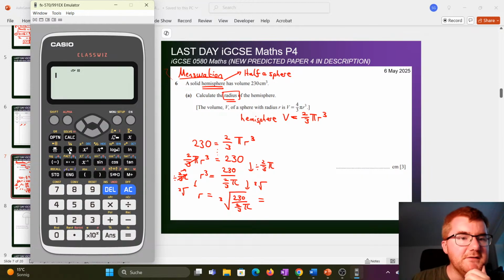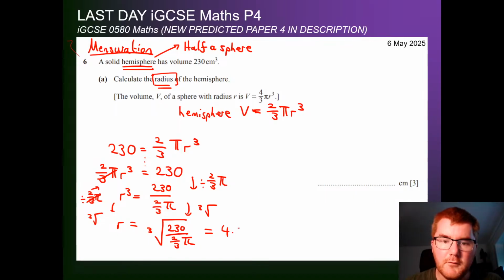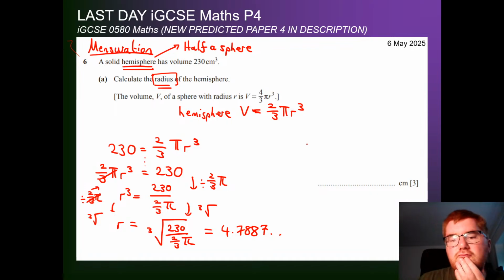We want the cube root button, so shift and here. Then we want a fraction, so I've used the fraction button, then 230, and then down below I want 2/3 pi, so we go 2/3. Notice you need to be quite quick with doing this, and then the pi button is shift and this button down here. Press the equals button, and then we get 4.7887.